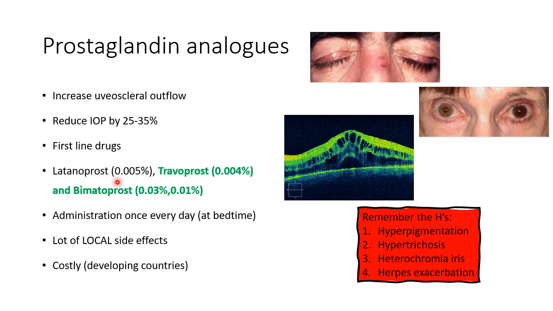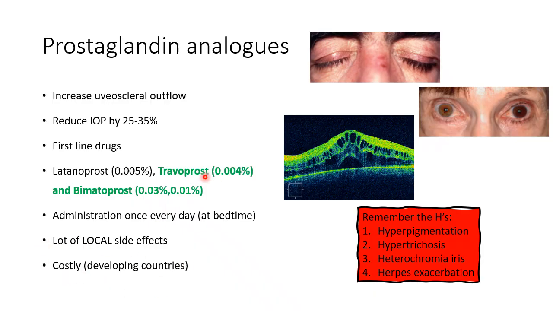They include latanoprost. Must remember the percentage: latanoprost 0.005, travoprost, bimatoprost. I've highlighted travoprost and bimatoprost because they are available in preservative free forms. Preservatives are a very notorious thing when it comes to anti-glaucoma medications. They cause a lot of ocular surface problems, so it's good to have preservative free drops, and these are available in the market. Administration of prostaglandin analogs is once a day, preferably at bedtime. Hardly any systemic side effects, but a lot of local side effects, which can be managed. And a problem is that they are costly.